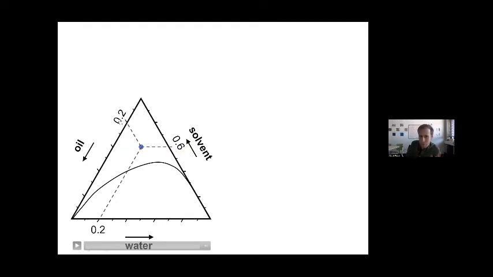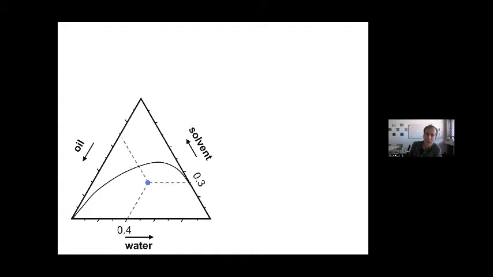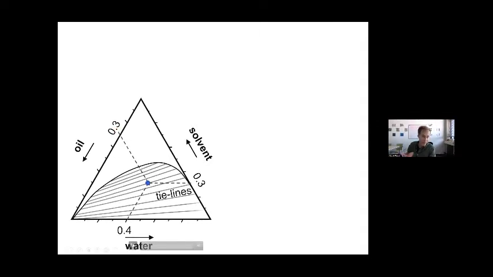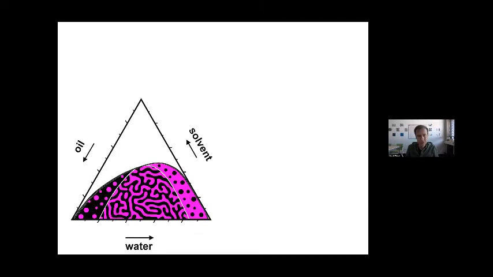That's enough to mix oil and water, 60% alcohol. But at that point here, it only has 30% alcohol. That's not enough to mix 40% of water with 30% of oil. So what will happen? At this point, it's going to split into two phases, one rich in water, the other rich in oil. And that can happen, for instance, again, via spinodal decomposition.